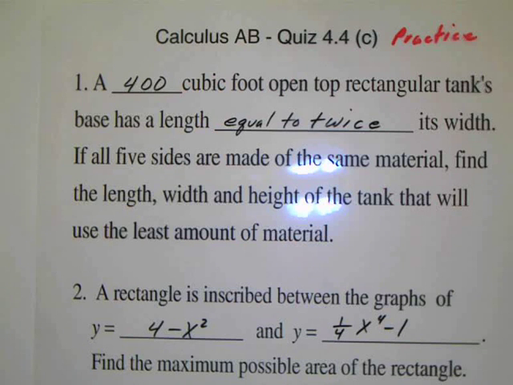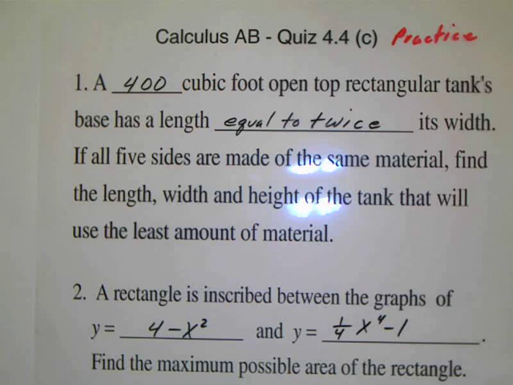Here's a quiz problem I made up. It's kind of like problems number 11 and 12 from section 4.4. It's a little bit more complicated, but I think it'll help you see what's going on with these problems. A 400 cubic foot open top rectangular tank's base has length equal to twice its width.